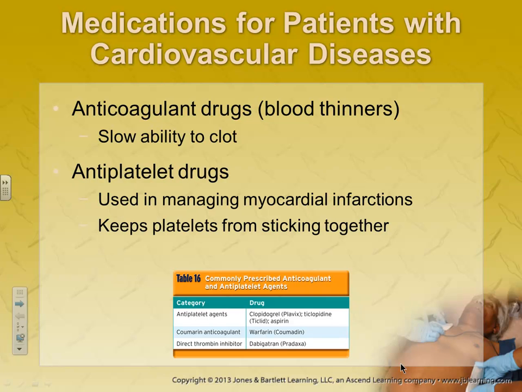Your antiplatelet medications, the first one that comes to mind is aspirin. Then you've got Plavix. Your anticoagulants, the most common one that you're going to see is warfarin, also known as Coumadin. But there's this new one called Pradaxa.